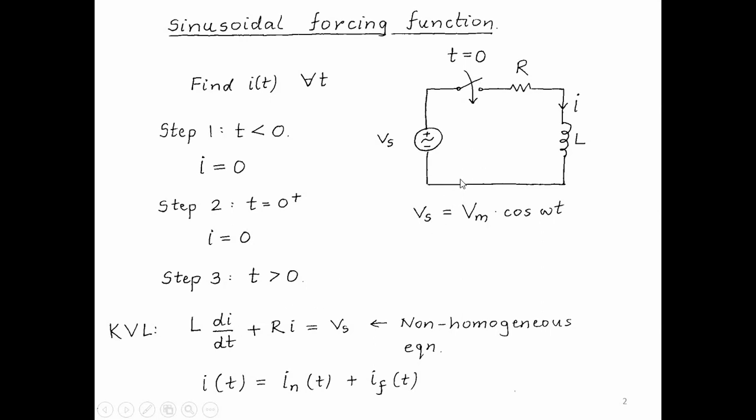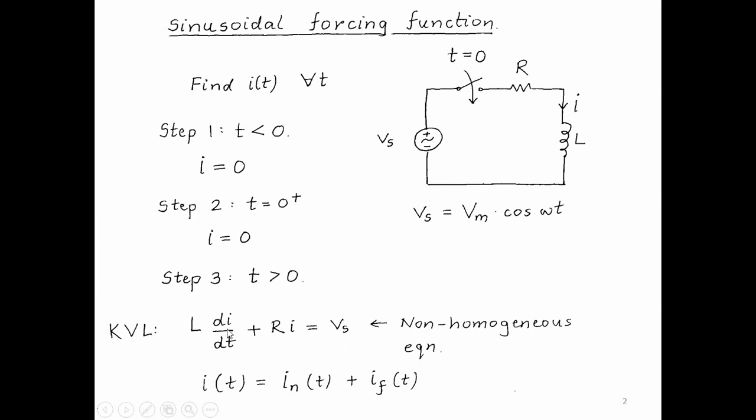If we write a KVL around this loop, it is very straightforward. R times I is the voltage, plus L di/dt is this voltage, equal to the voltage source. So we get L di/dt plus Ri equal to Vs as the differential equation for this circuit. We've derived this before anyway, only now Vs is a sinusoidal voltage source. The other thing we note is that this is a non-homogeneous equation because the right-hand side is not 0.